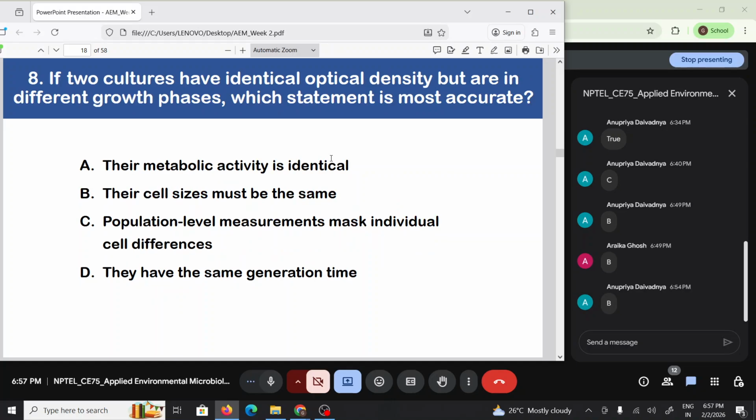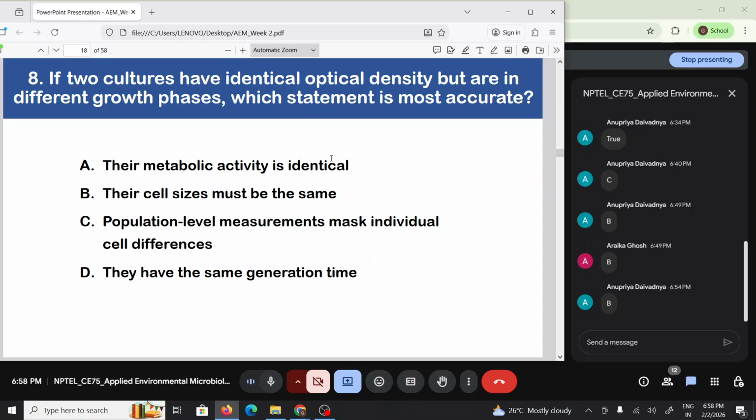Okay, so the next question is, if two cultures have identical optical density, in the sense like we talked about turbidity, absorbance value in one of the questions. So when we have two cultures that have similar optical density, but they are in different growth phases, which statement is the most accurate among the following?